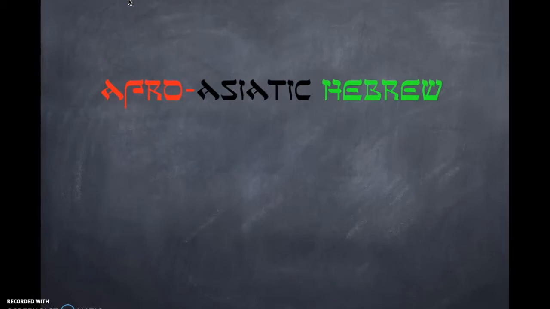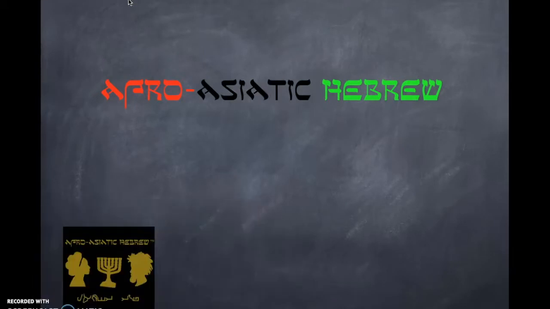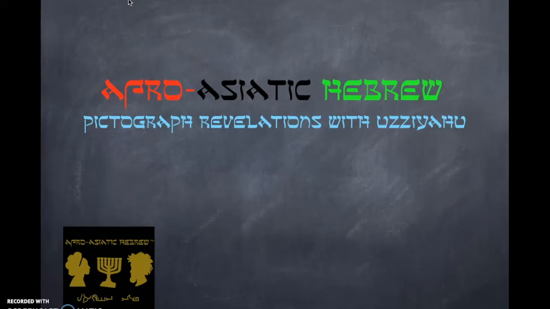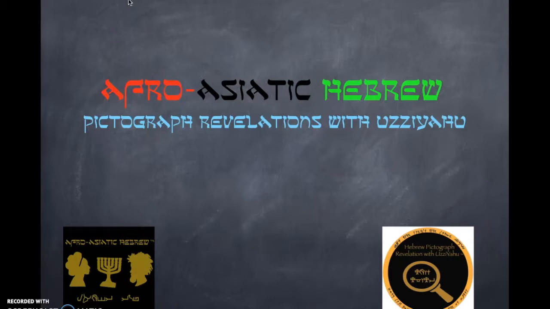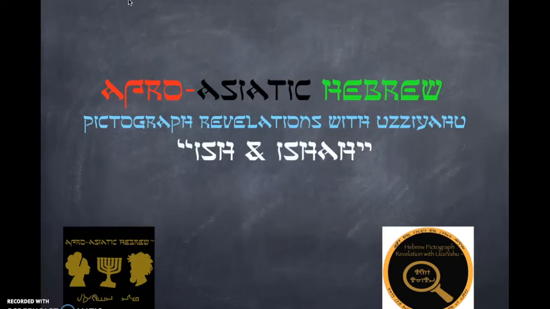Afro-Asiatic Hebrew, this is the logo right here, one of the many logos. This is the logo right there. Pictograph Revelations with UzziYahu. So this is a sector of Afro-Asiatic Hebrew that I'll be dealing with when I present. And that's the logo for that, Hebrew Pictograph Revelation with UzziYahu. And today we're going to do Ish and Ishah by UzziYahu Ben Yehuda. Let's get started, y'all.